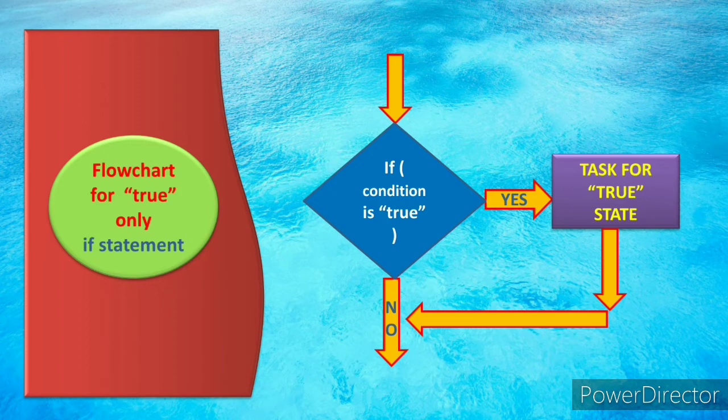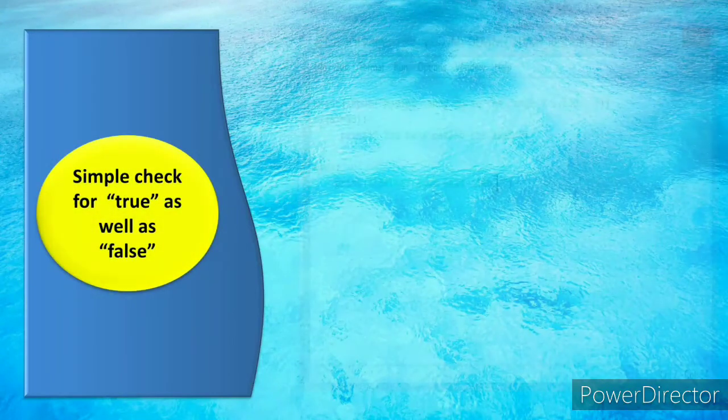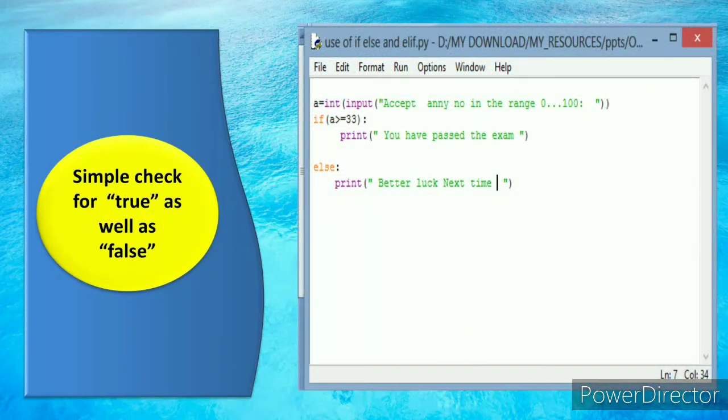Now come to case number 2. In the second case, I'm going to check both the things. If the condition is true, what is to be done? And if the condition is not true, that means if it is false, what is to be done? In that case, the statement is to be not only if, but there should be an else statement. Else always stands for the no part.